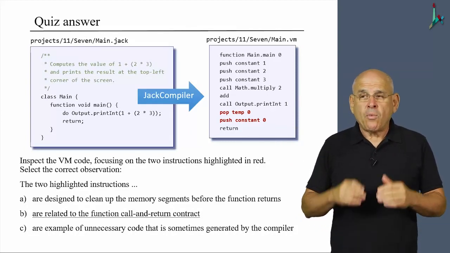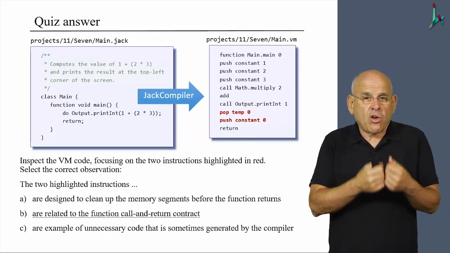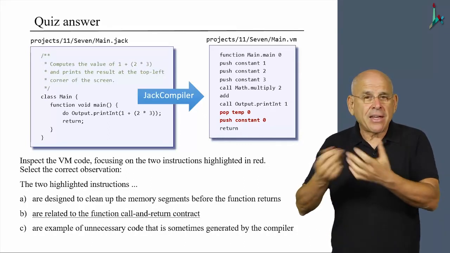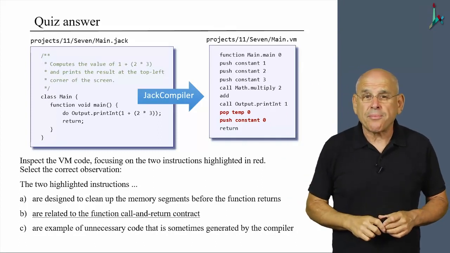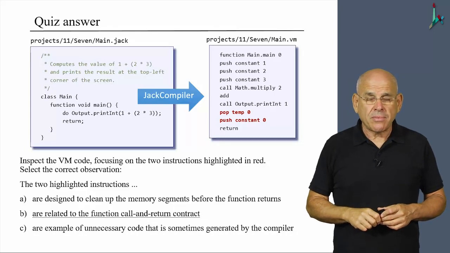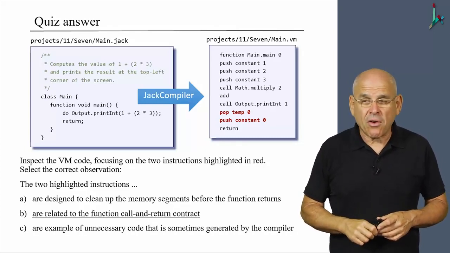So once again, whenever we generate code for a subroutine call in the context of a do, we must also generate code that yanks the return value off the stack and throws it away somewhere. So that's the explanation for pop temp 0. What about the next command? Well, the next command is push constant 0.